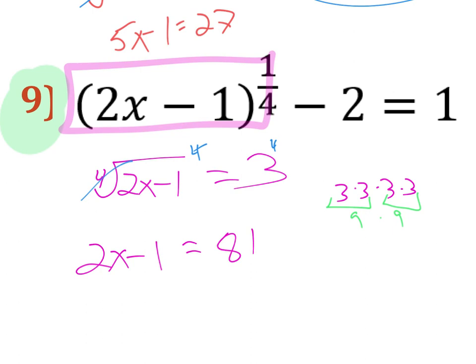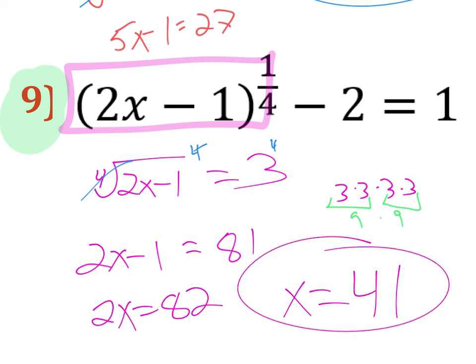All right, so we have 2x minus 1 equals 81. Let's move the 1 over. 2x equals 82. Divide out 2, we get x equals 41. Double check for accuracy, plug that in. 2 times 41 is 82. Take away 1, I get 81. 4th root of 81 is 3. 3 minus 2 is 1. Yes, we've done it correctly.